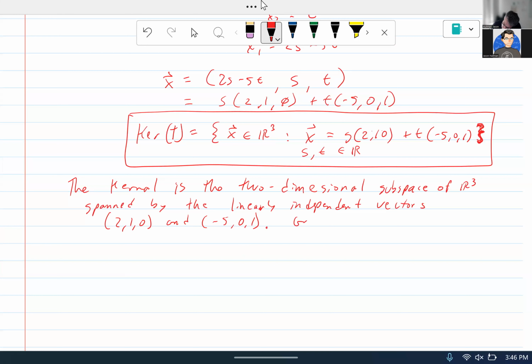Okay, geometrically, it consists of all points lying in a plane. Since I only end up with 2 vectors and I didn't end up with 3, I can draw a plane through them in three-dimensional space. So that's why it ends up being two-dimensional, because I can fit all of the solutions in a two-dimensional plane.